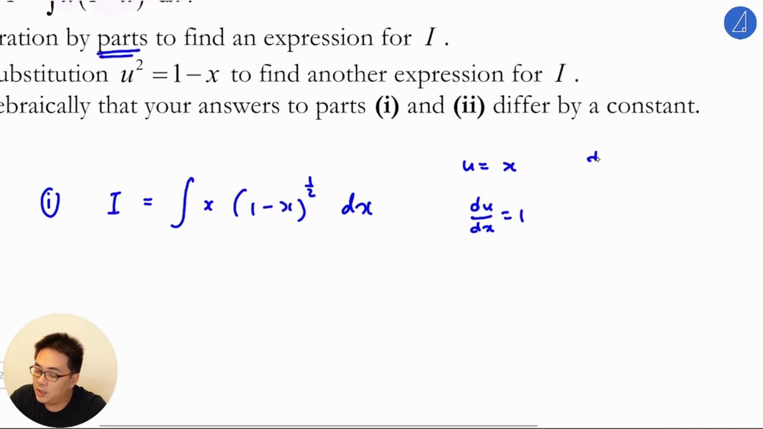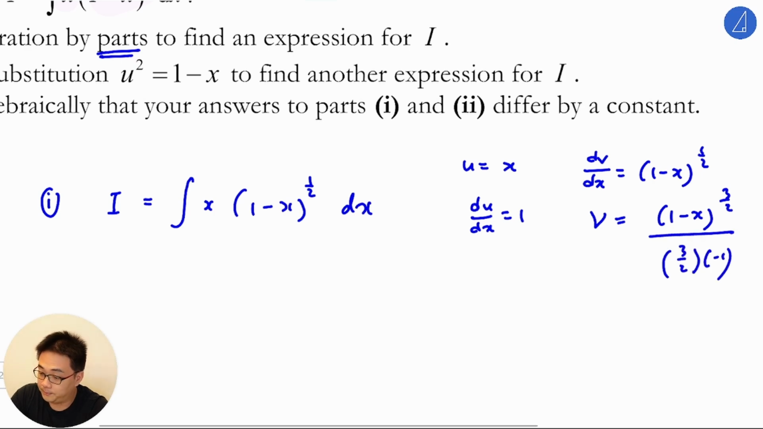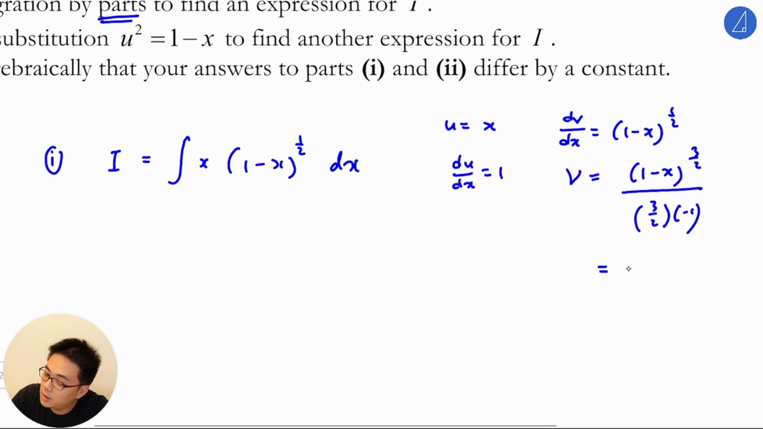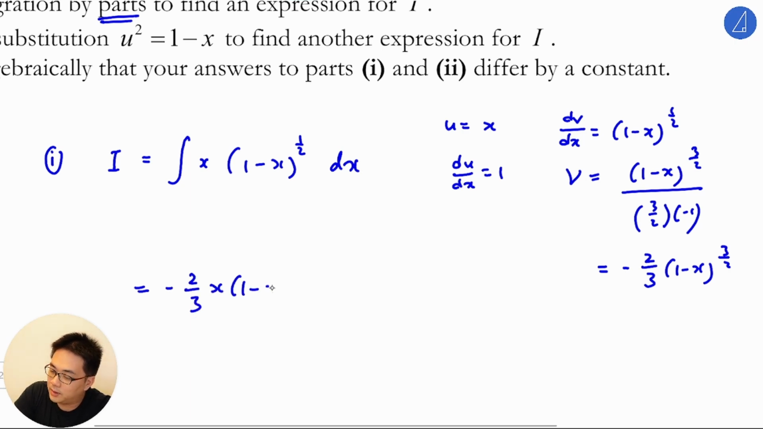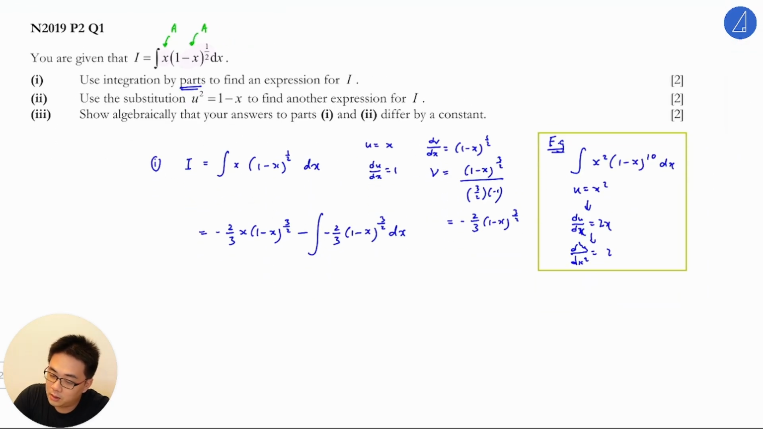So anyway, this is dv/dx. I think it shouldn't be an issue. This is (1 minus x) to the half. Then you just get v equals (1 minus x) to the 3 over 2, divided by 3 over 2, minus 1. Okay? So key this in. v is minus 2 thirds (1 minus x) to the 3 over 2. So once you do it, uv minus 2 thirds x (1 minus x) to the 3 over 2, minus the integral of v du/dx, which is 1. Not an issue there. I think by parts here should be quite okay.